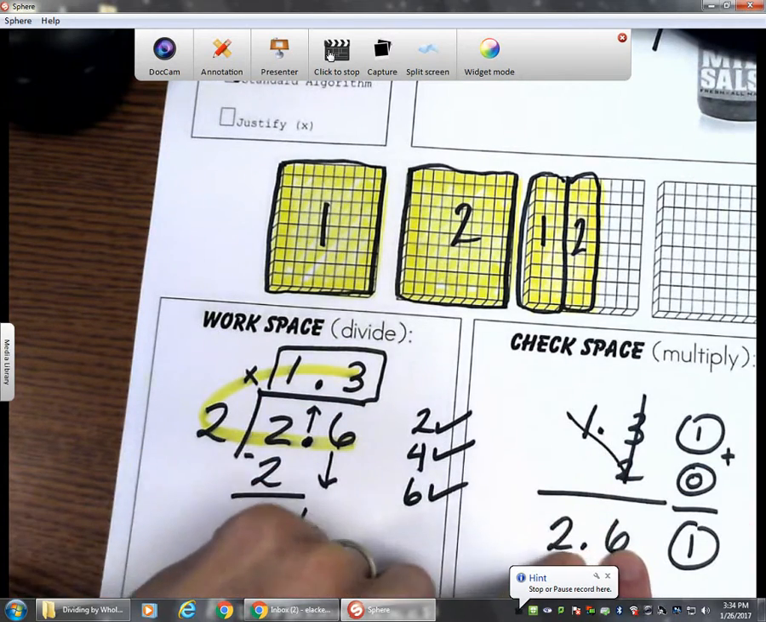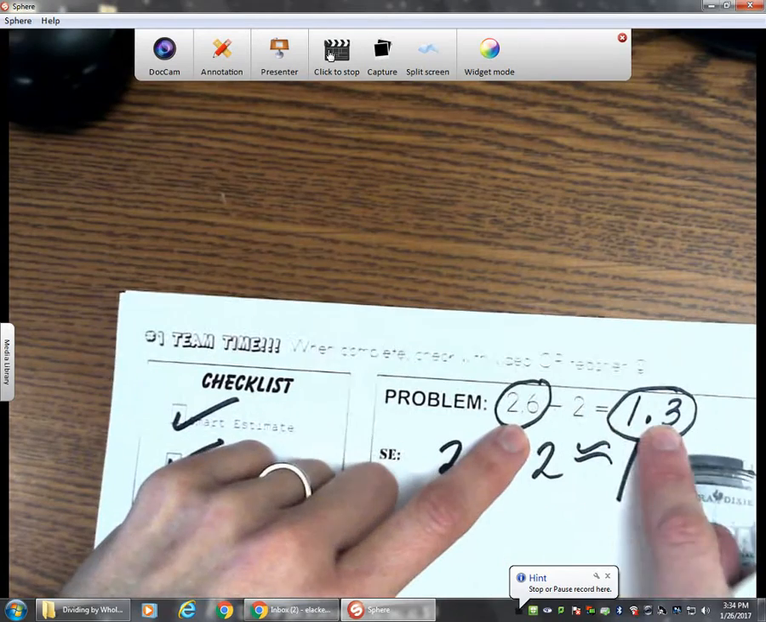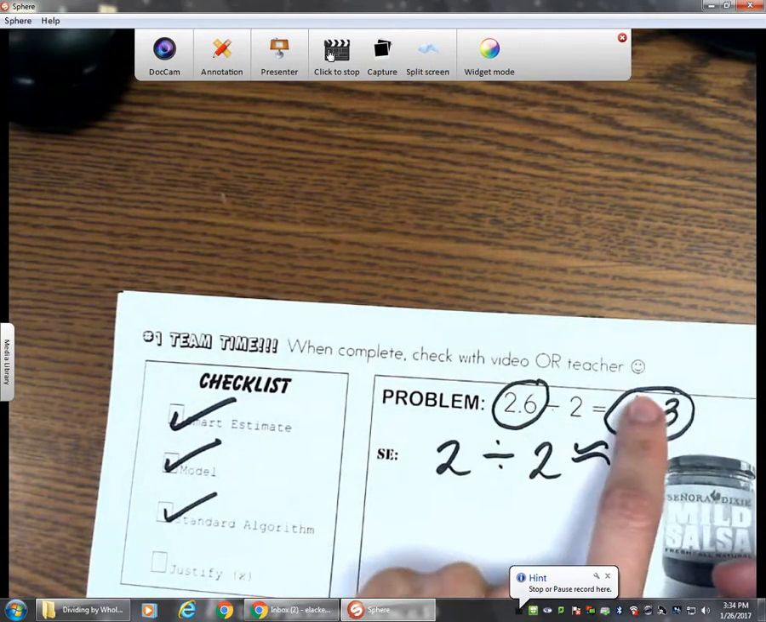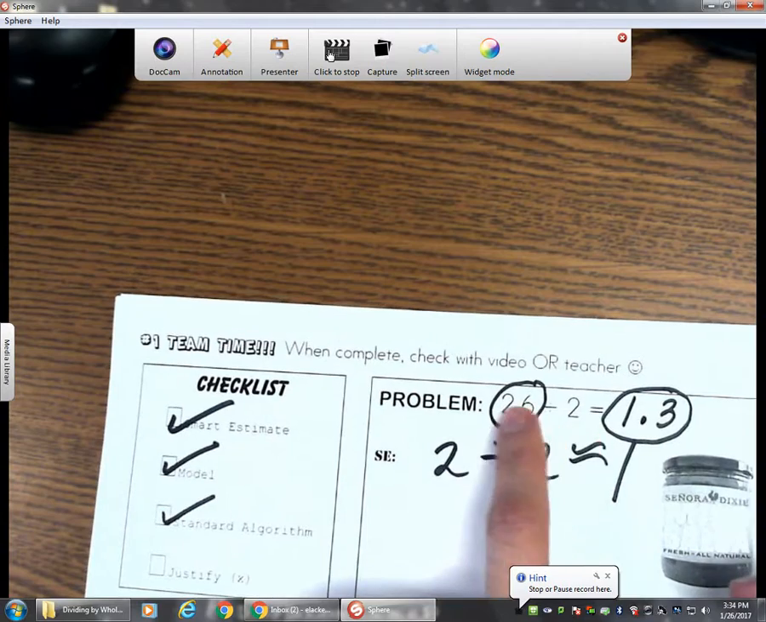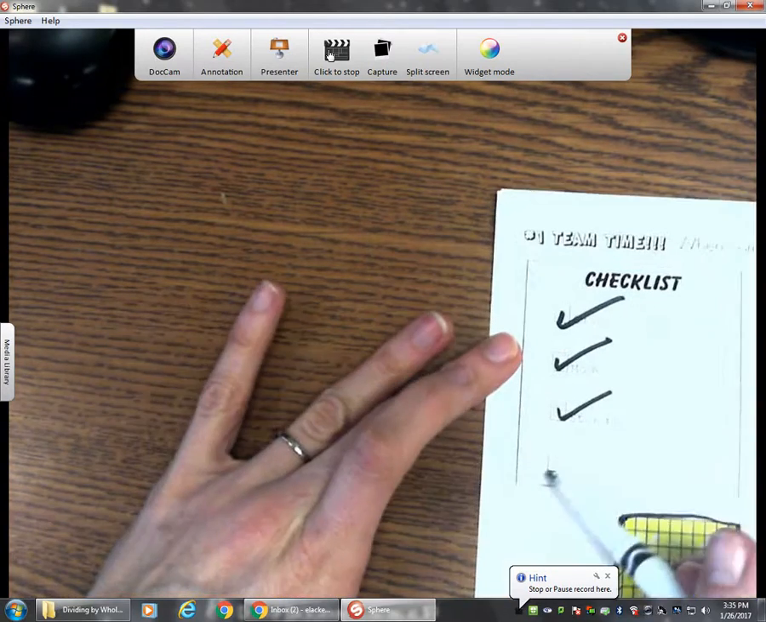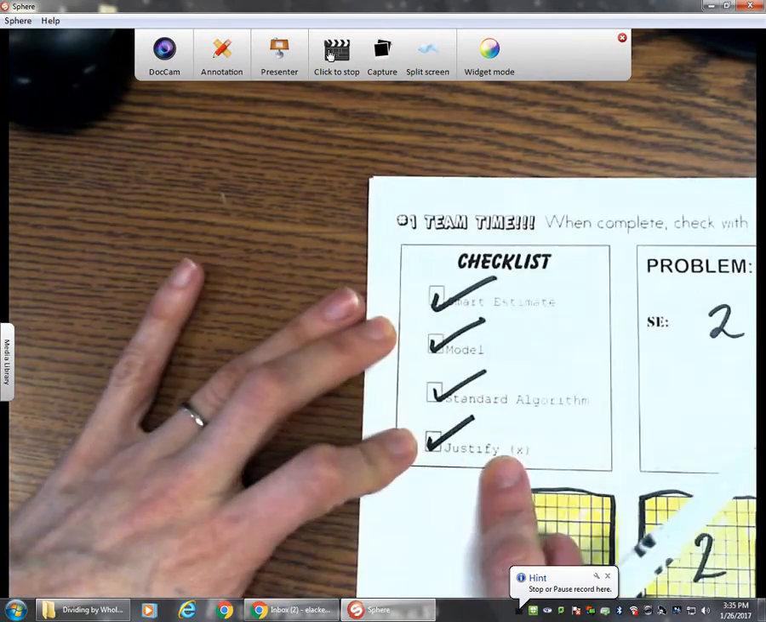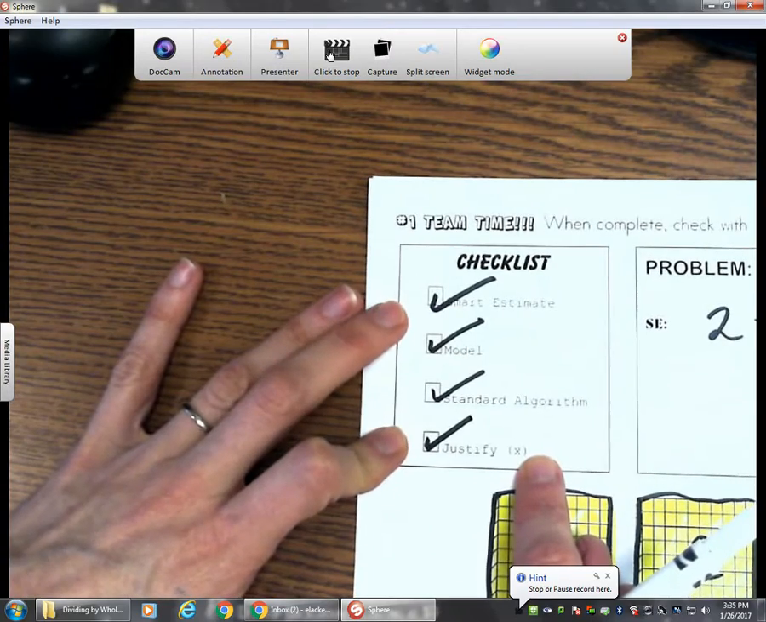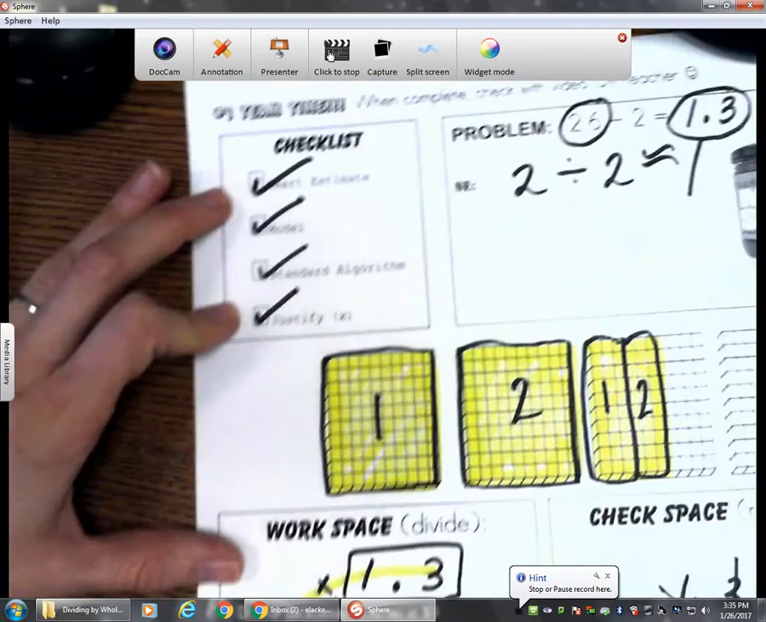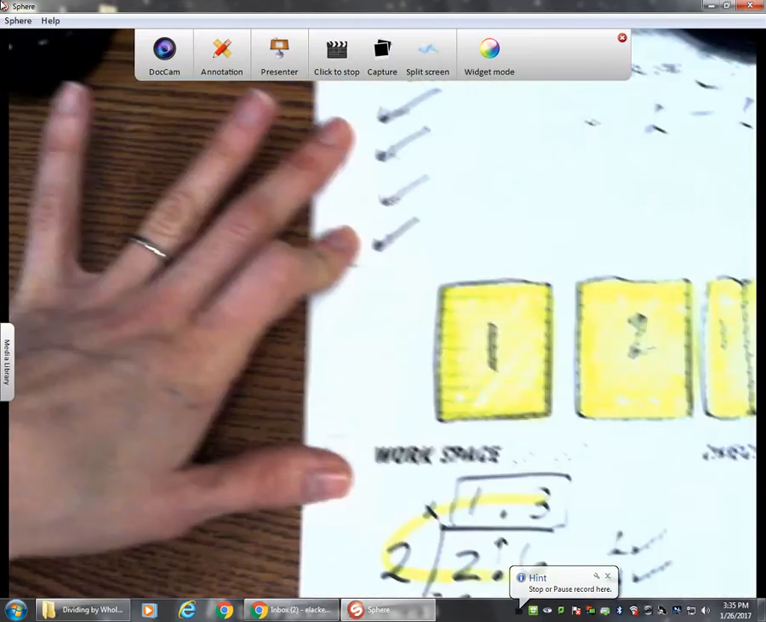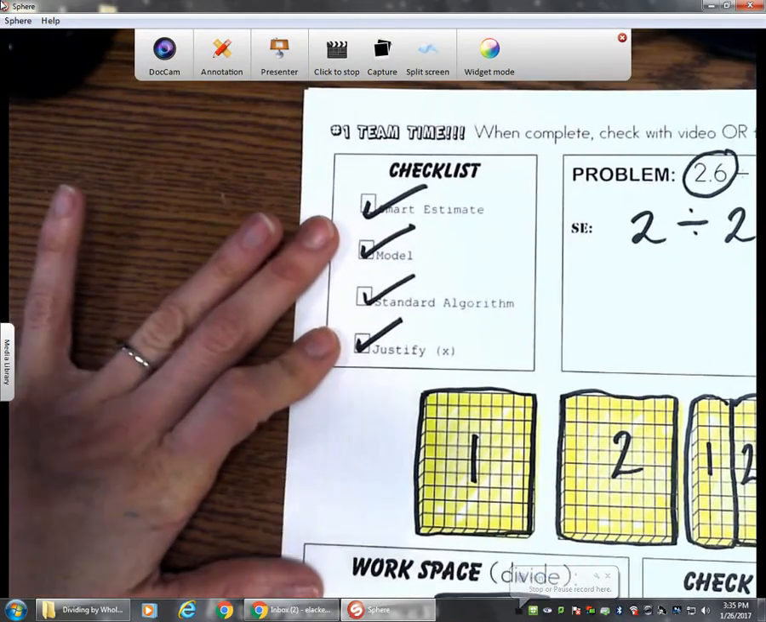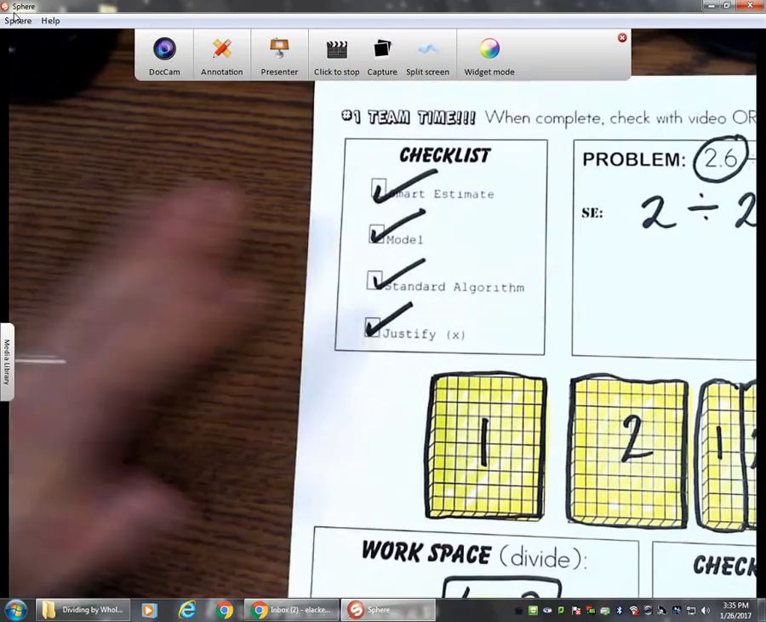And if you go back to the original problem, really what you just did was the inverse operation. 1 and 3 tenths times 2 better equal that. And so it all worked out. So you've justified or proven that your answer is correct. So this is like you are fully good with all parts of this. So that was number 1. Go ahead on to number 2.